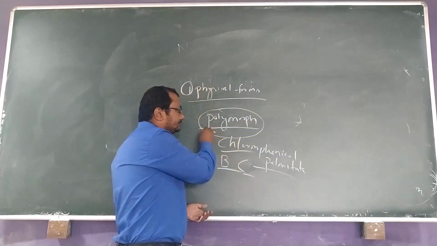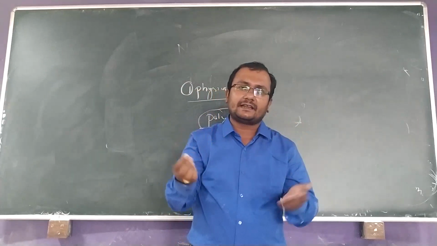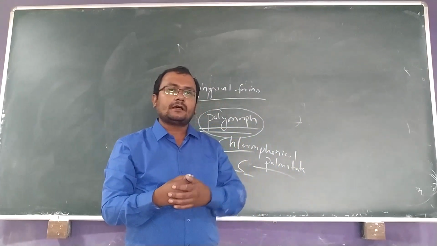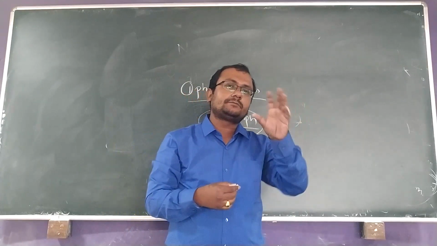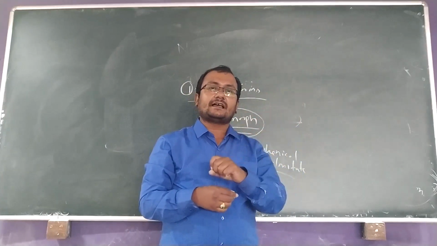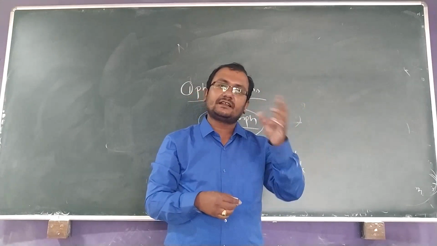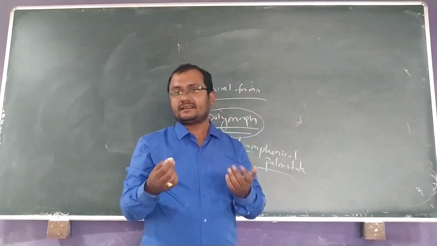Generally, a polymorph which we say is stable has a high melting point. As its melting point is high, its solubility is low, its dissolution is low, and its bioavailability is low.